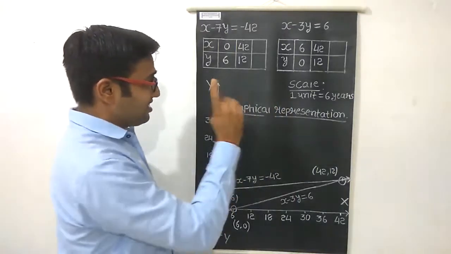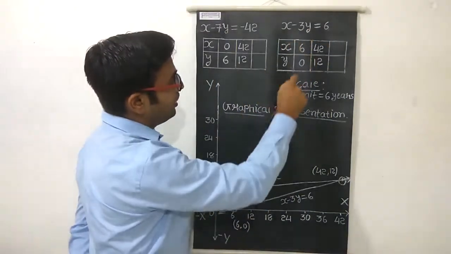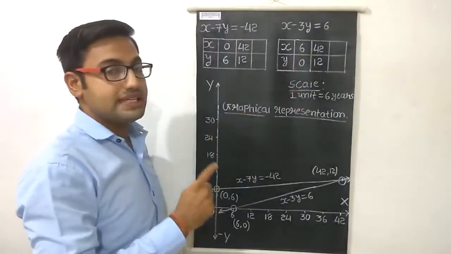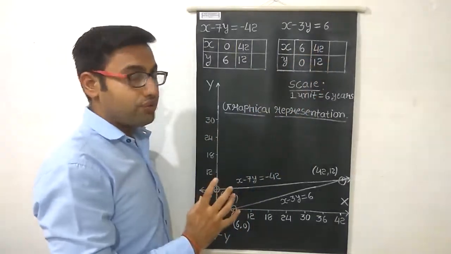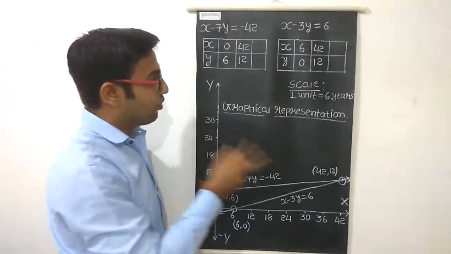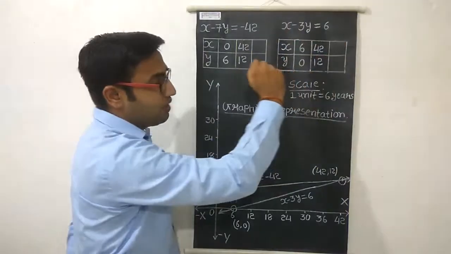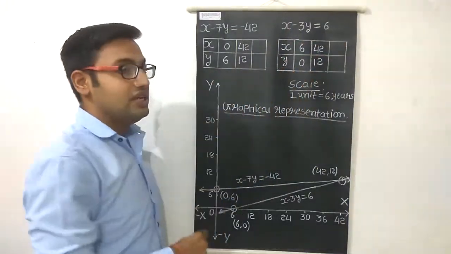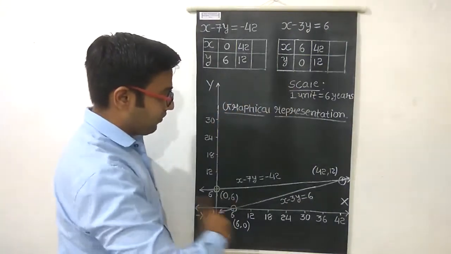Okay. Second equation is x minus 3y is equal to 6. In this equation, if we take x is equal to 6, we will get the y value is equal to 0. And if we take x is equal to 42, y becomes 12. Right? In this way, also you can find the other values, but here two values are required. That is why I have found out the two values in each equation. Okay. Now represent this on the graph.